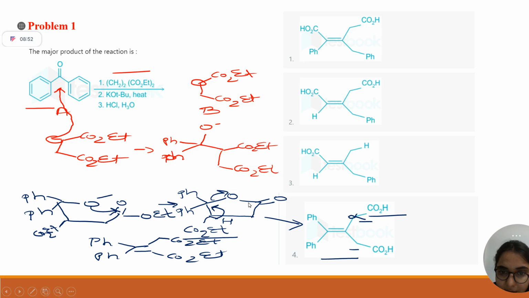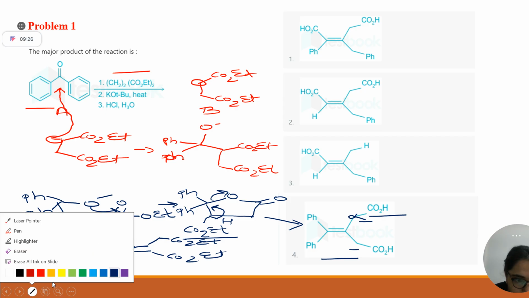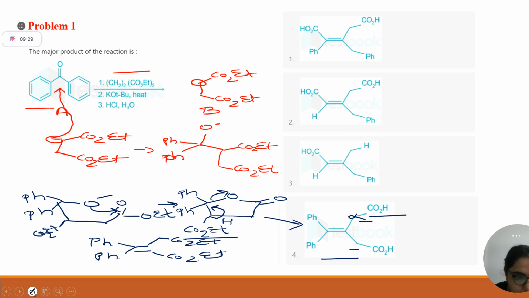It will form a five-member lactone ring. Still, we have base in the medium, which will abstract this proton as it is acidic. The ring will open up and form an olefin here, Ph double bond, with one side CO2Et and the other CH2COOH. Clear? But how are they getting the diacid? Because at last there is acidic hydrolysis. Okay, ma'am, now clear. Thanks. Good, very good. Let me correct here: both are CO2H.